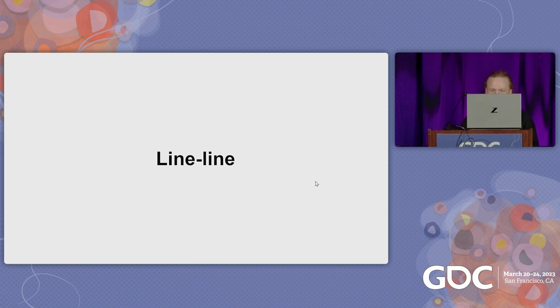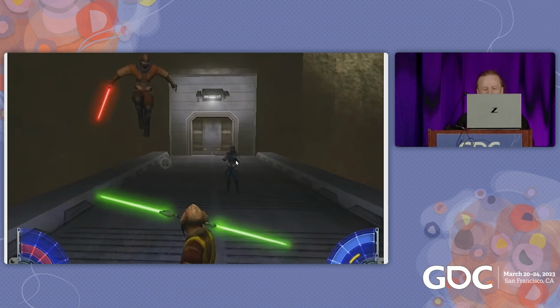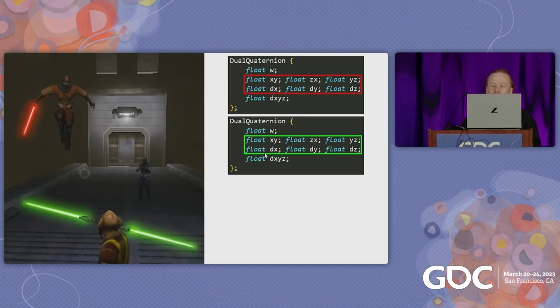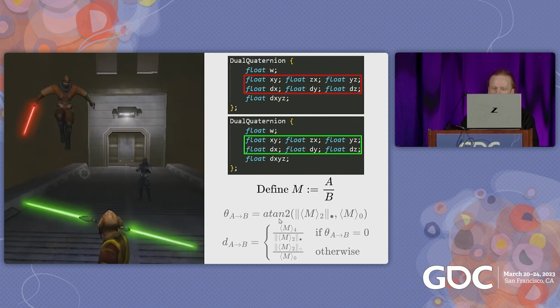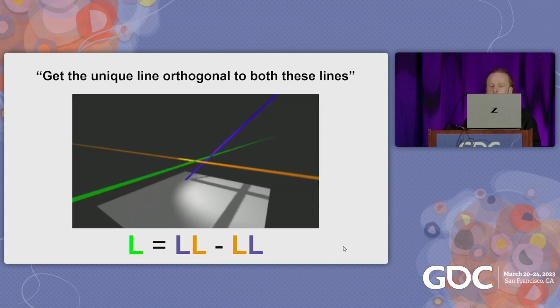Okay, line and line. Here we've got lightsabers. I'm not going to draw lines on them because it's a bit obvious. These are again represented as the middle six floats of dual quaternions. We define M equals A over B, where A is the line defined by one lightsaber, and B is the line defined by the other. If you want the angle between the lightsabers, then that's this formula. If you want the distance between the lightsabers, that's this formula.